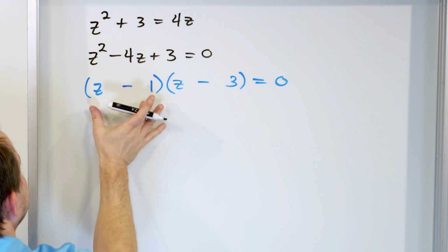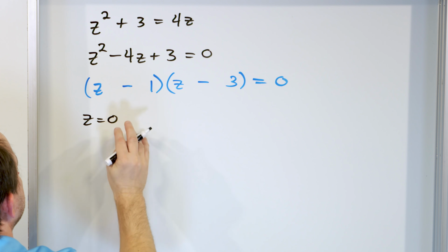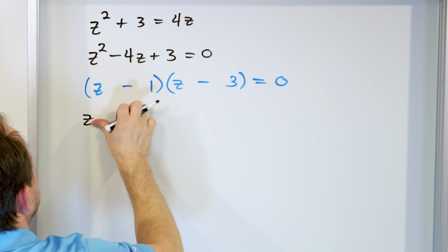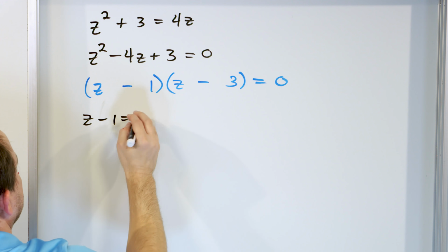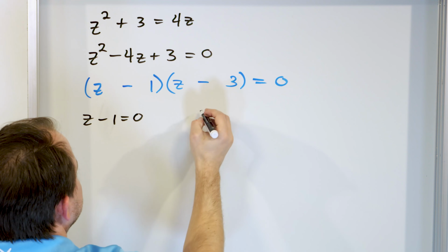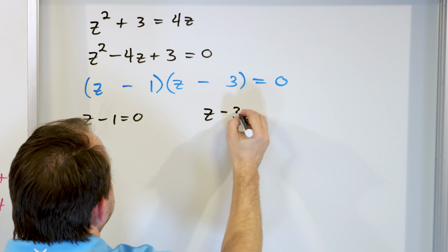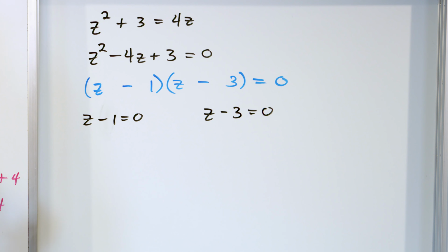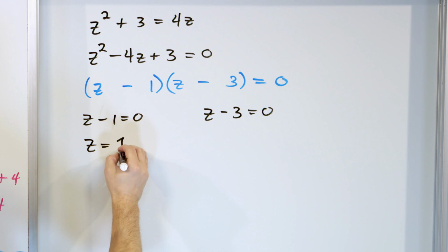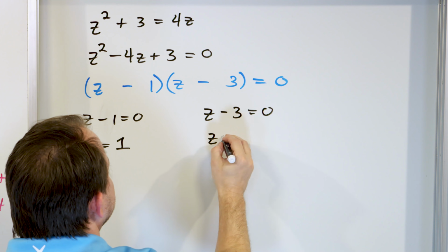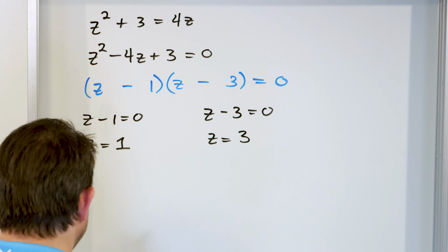Which means this, if I set it equal to 0, z minus 1 equals 0, is a valid way to kill this and make it 0. Also, z minus 3 is equal to 0. So I solve both of these little mini equations. Z can then equal 1 by moving it over. Z can then equal 3 by moving it over.